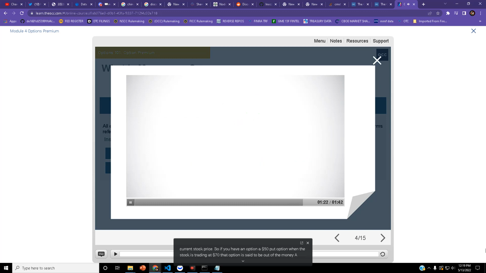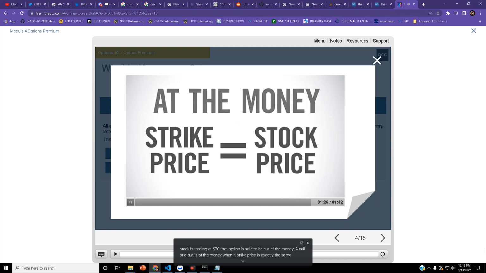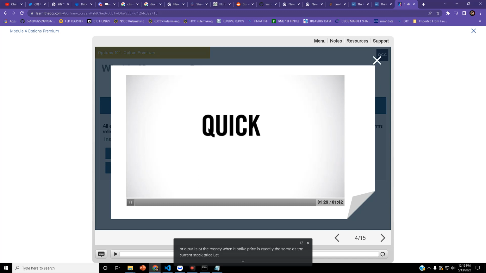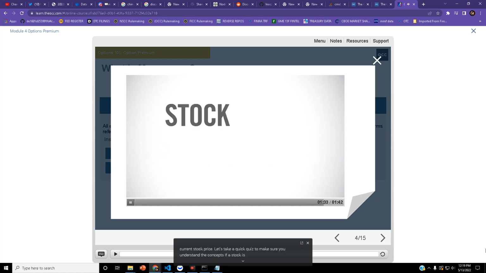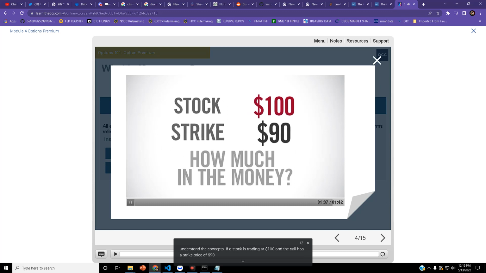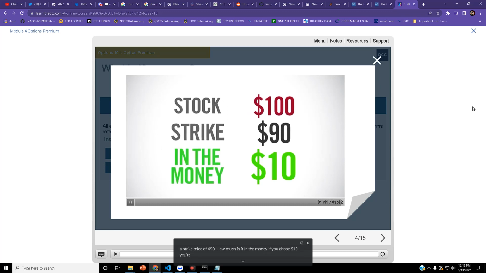A call or a put is at the money when its strike price is exactly the same as the current stock price. Let's take a quick quiz to make sure you understand the concepts. If a stock is trading at $100 and the call has a strike price of $90, how much is it in the money? If you chose $10, you're correct.